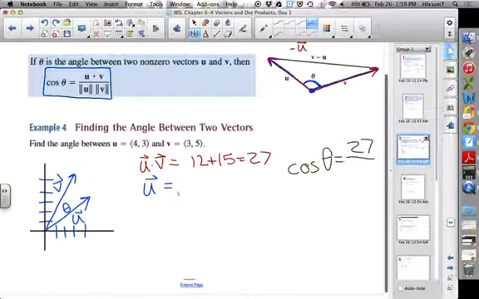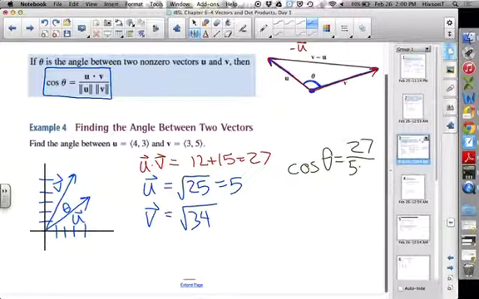That's 5. Yeah, square root of 25, which is 5. So we know the cosine is now 27 over 5 times something. What's the magnitude of v? Square root of 34, 9 plus 25. And you can leave it that way. Do not round. Just leave it as the square root of 34.